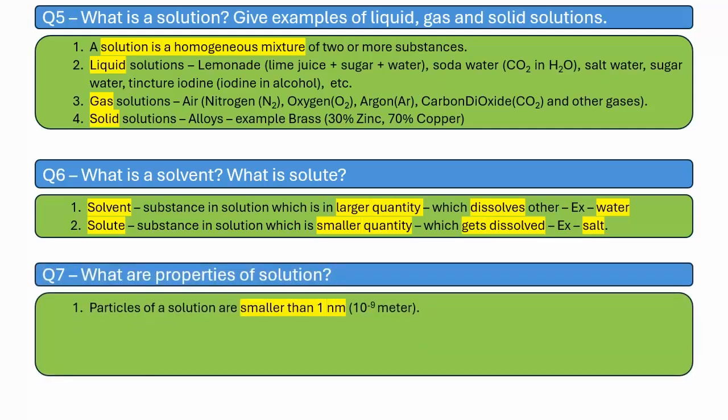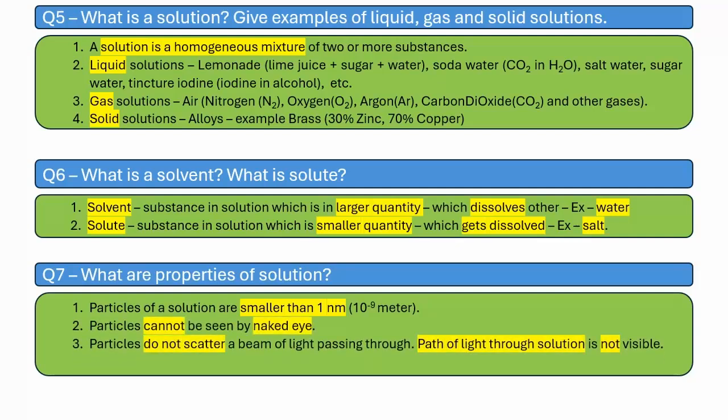What are the properties of a solution? The particles are smaller than 1 nanometer. 1 nanometer is 10 power minus 9 meters, or 1 upon 10 power 9 meters. So they cannot be seen by the naked eye, and they do not scatter a beam of light passing through them, so the path of light through the solution is not visible. For example, I'll show you an image later in this video.